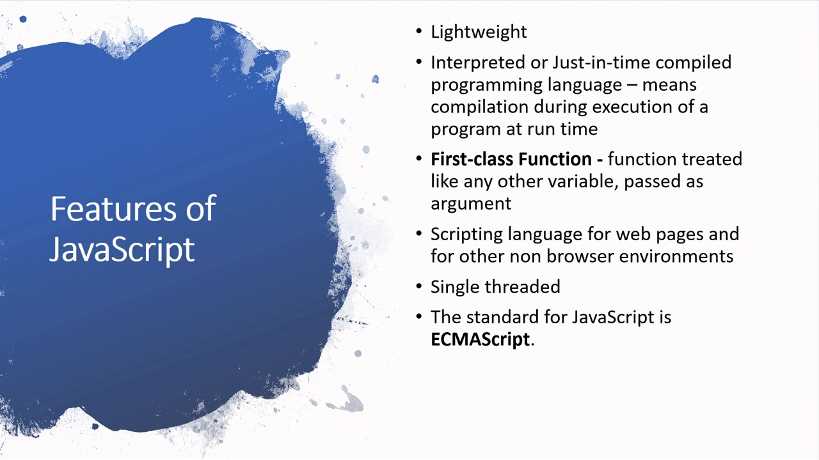This is the first-class function: a function can be treated as any other variable. Let's say, for example, var x equal to 10, or var s equal to hello. Likewise, a variable is assigned to some name, and hello is assigned to some variable. Likewise, the function can be assigned to some variable. So functions can be assigned to some variable.